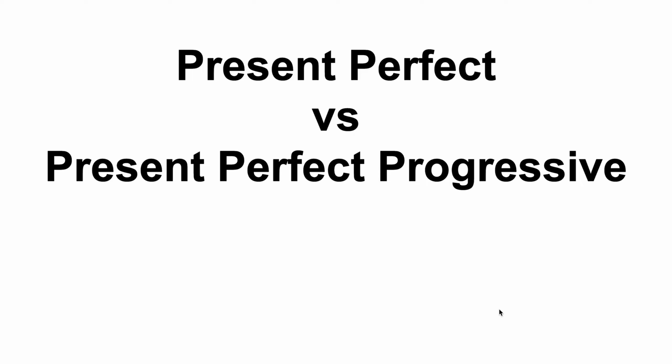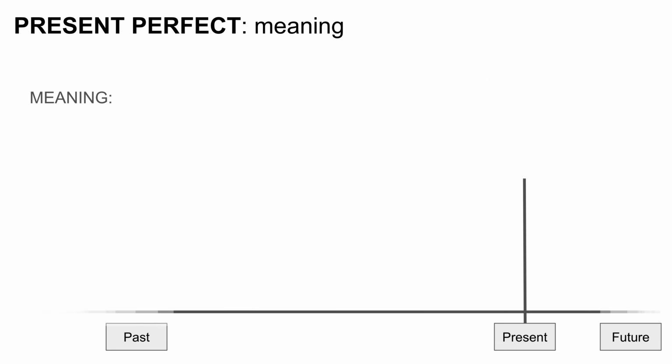Today we will be presenting on the present perfect versus the present perfect progressive. We're going to be comparing both. Let's start with the present perfect. So let's look at the meaning of the present perfect. The meaning: actions that occurred sometime in the past, but we don't know when.